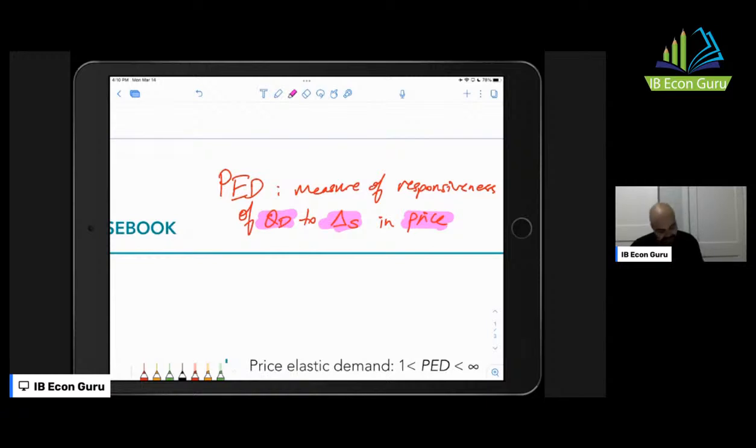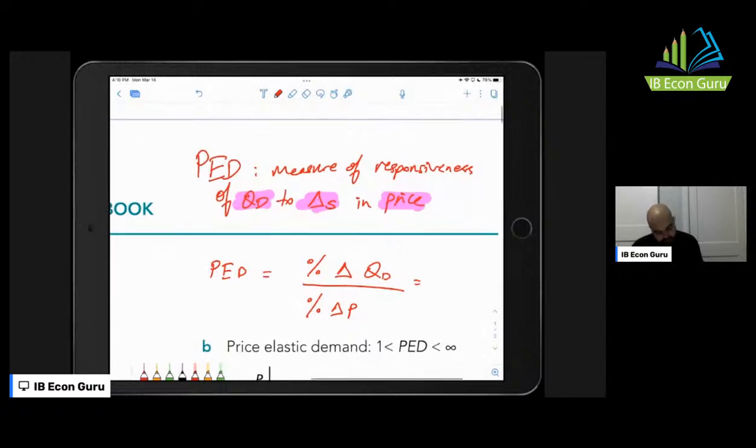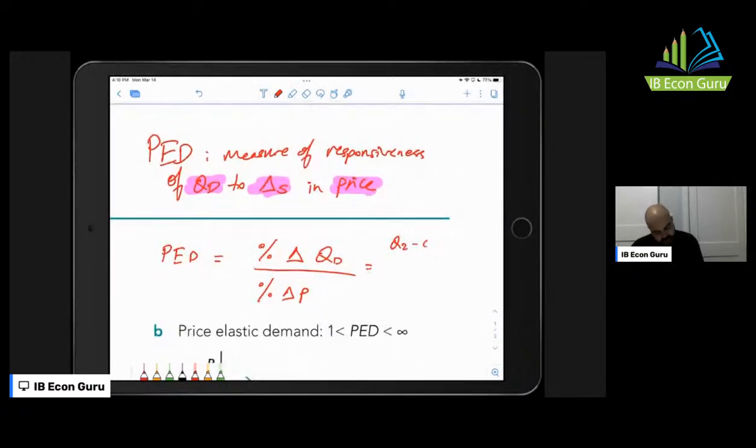All right. So PED is a measure of the responsiveness of quantity demanded to changes in price. It is measured by dividing the percentage change in quantity demanded by the percentage change in price. Basically, Q2 minus Q1 divided by Q1 times 100. This is the top part of the equation. P2 minus P1 divided by P1 times 100. This is how we calculate price elasticity of demand.